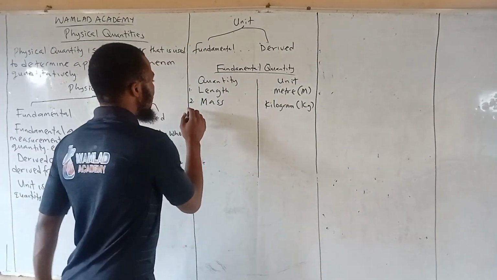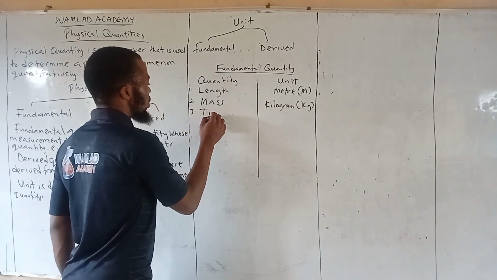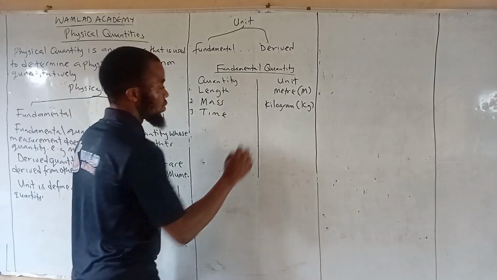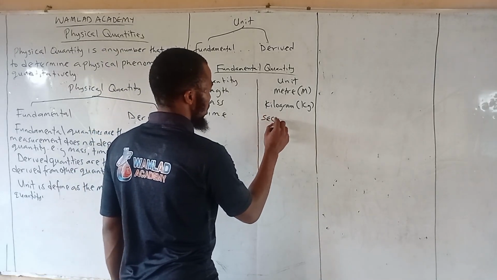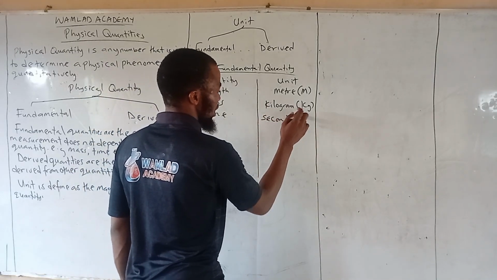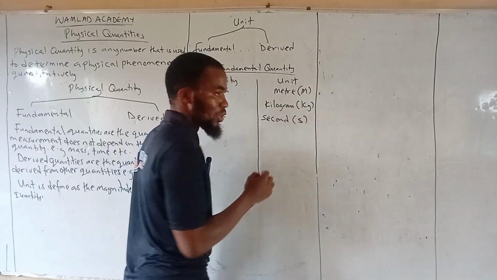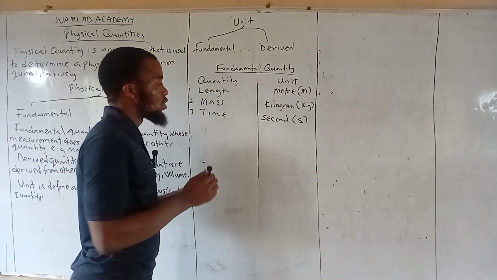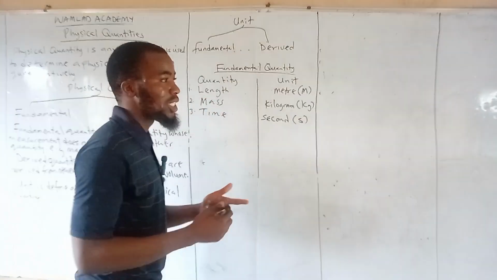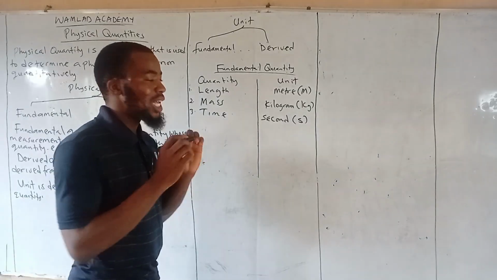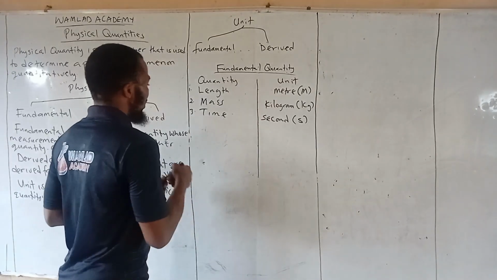The third one we have is what we call time. The unit of time is second, abbreviated as s. So the unit of time can also be hours, year, or day, but the SI unit is second.